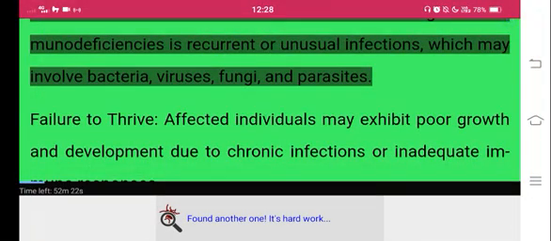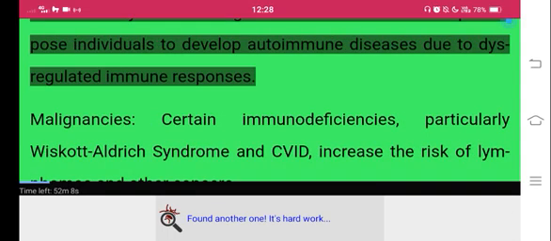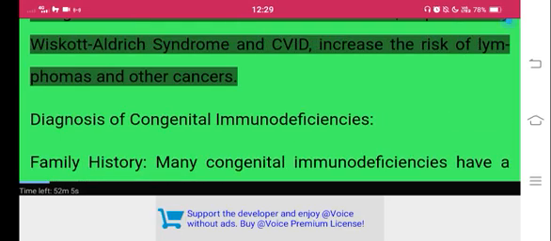Recurrent infections. The hallmark feature of congenital immunodeficiencies is recurrent or unusual infections, which may involve bacteria, viruses, fungi, and parasites. Failure to thrive. Affected individuals may exhibit poor growth and development due to chronic infections or inadequate immune responses. Autoimmunity. Some congenital immunodeficiencies predispose individuals to develop autoimmune diseases due to dysregulated immune responses. Malignancies. Certain immunodeficiencies, particularly Wiskott-Aldrich syndrome and CVID, increase the risk of lymphomas and other cancers.